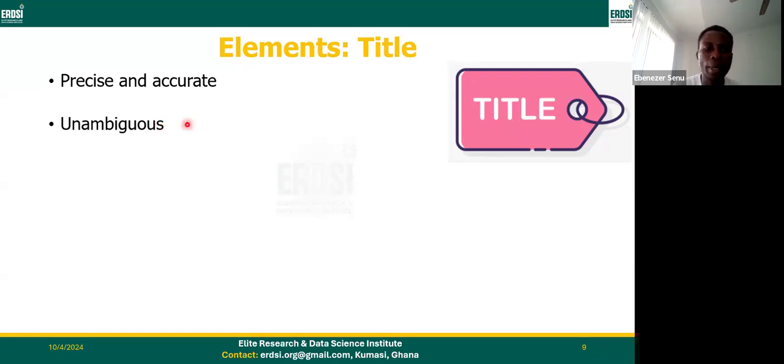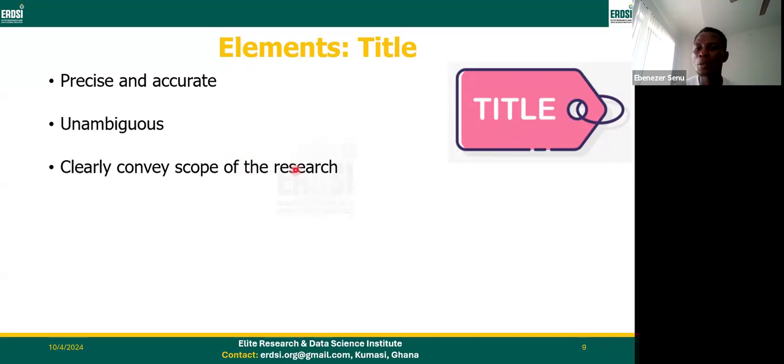So your topic they are going to write about should be what? Unambiguous. And it should convey a clear scope of the research. Very straightforward, so everyone is able to understand. So now we know the scope of the work, that we are just going to look at the prevalence. Then we also assess the factors that will influence candidiasis.